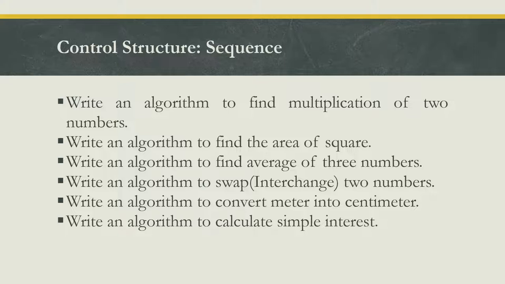What is the first problem? Write an algorithm to find the multiplication of two numbers. Keep in mind that whenever you write any algorithm you have to specify the input as well as the output expected out of that algorithm. So let's start with the first problem. You have to write an algorithm to find the multiplication of two numbers.